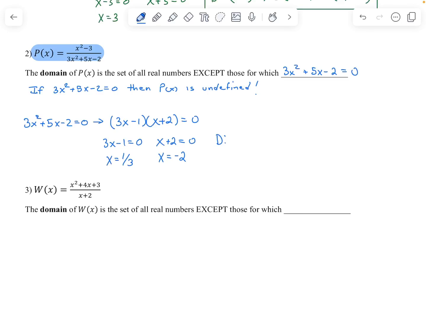Writing the domain in interval notation would look like this. We have negative infinity to negative 2, union with negative 2 to 1/3, union 1/3 to infinity.